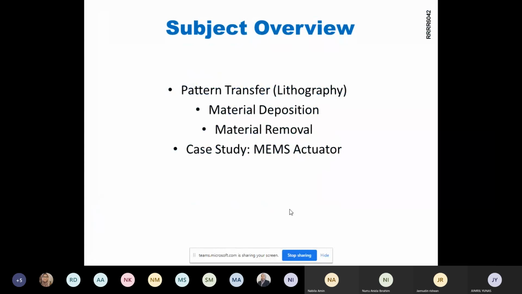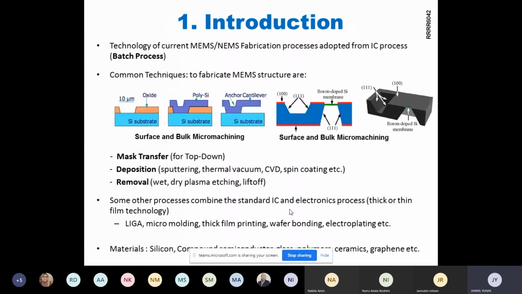This subject consists of first the pattern transfer, we call as lithography, the material deposition, and then we come to the material removal, and finally we will close our section with the case study, namely MEMS actuator. So first we introduce about the MEMS fabrication.